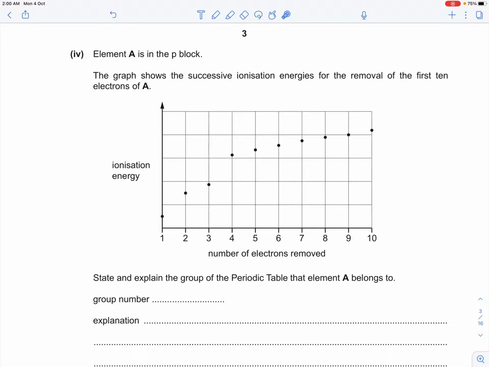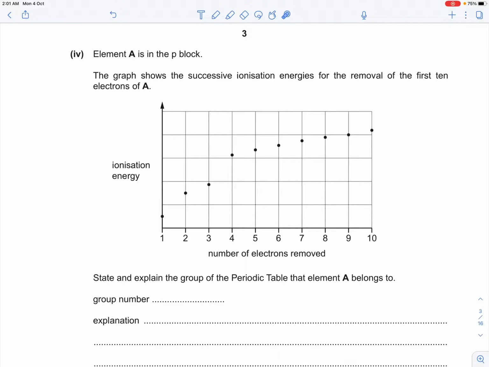And now they're asking, state and explain the group of the periodic table that element A belongs to, right? They have just told us the block in which element A is present, and now we have to find out in which group element A is present, and then we have to explain it. So by looking at this data, you can see that there is a large increase in the ionization energy from third electron to fourth electron, right?